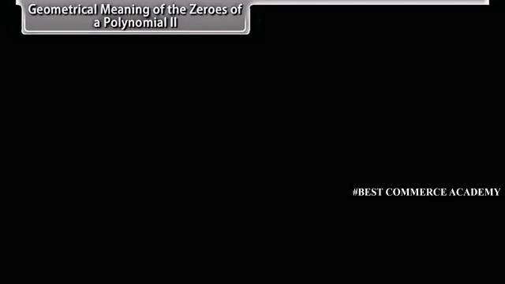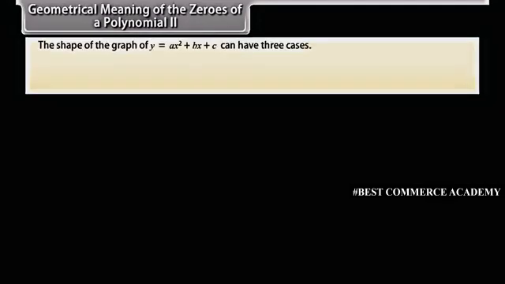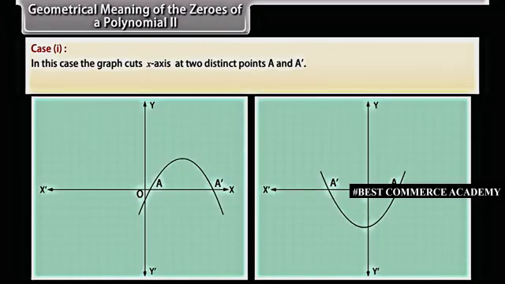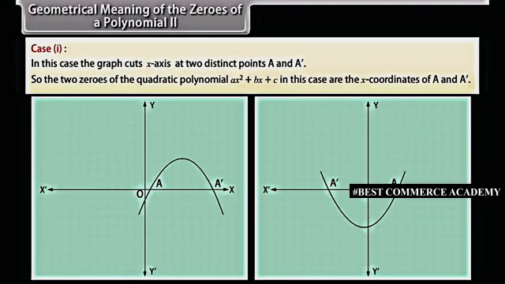Geometrical meaning of the zeros of a polynomial 2. The shape of the graph of y = ax square + bx + c can have 3 cases. Let's discuss them one by one. Case 1. In this case, the graph cuts the x-axis at 2 distinct points, A and A bar. So the 2 zeros of the quadratic polynomial ax square + bx + c in this case are the x-coordinates of A and A bar.